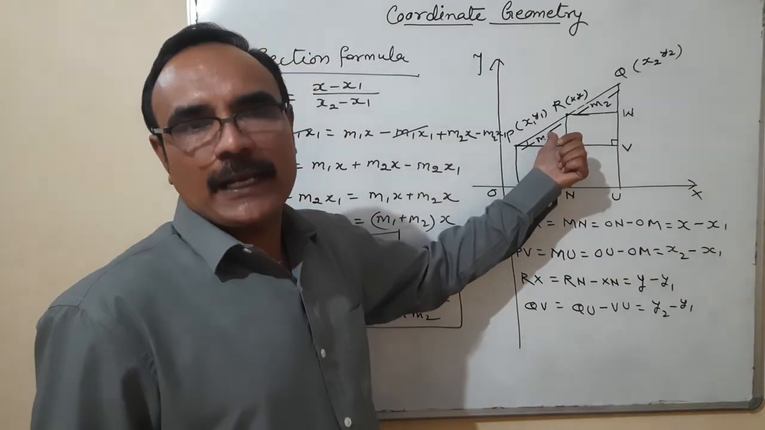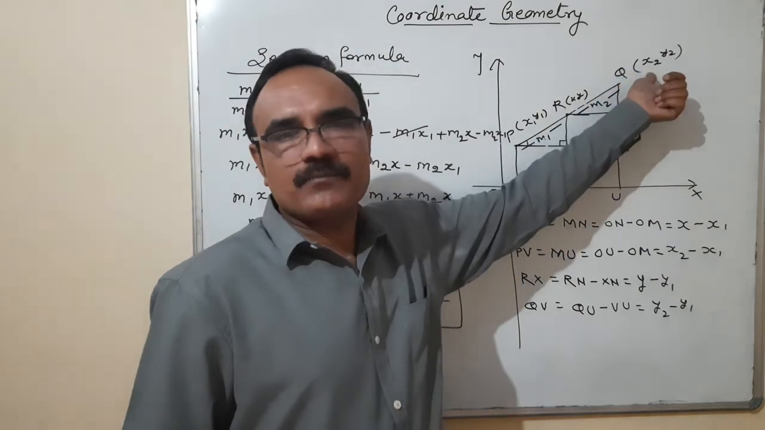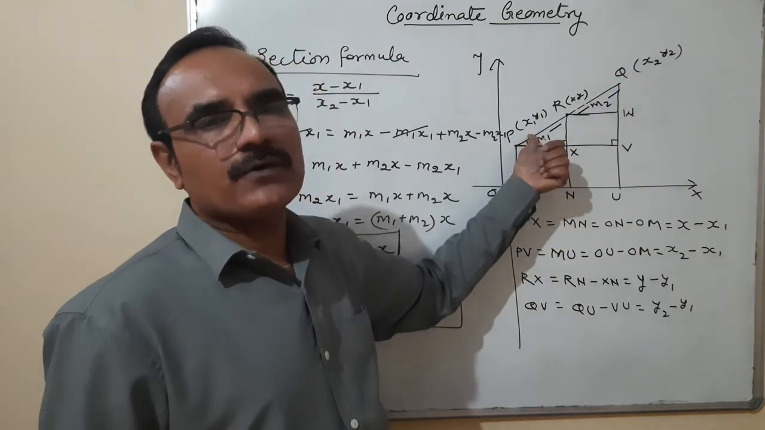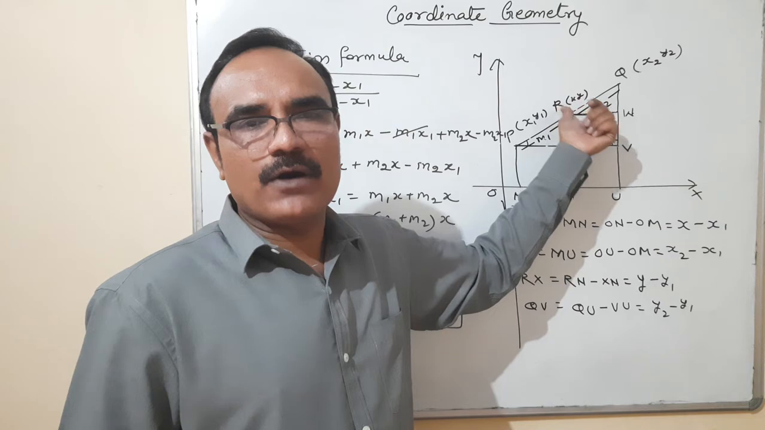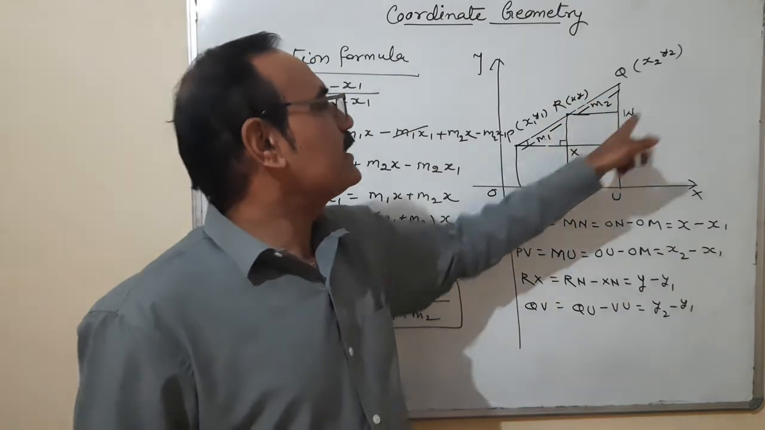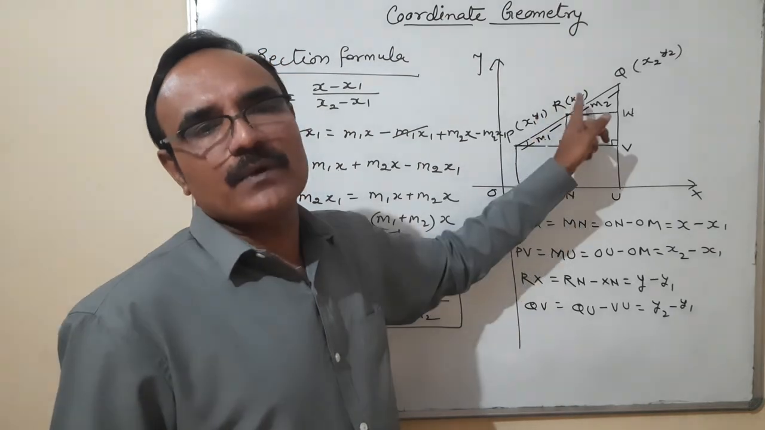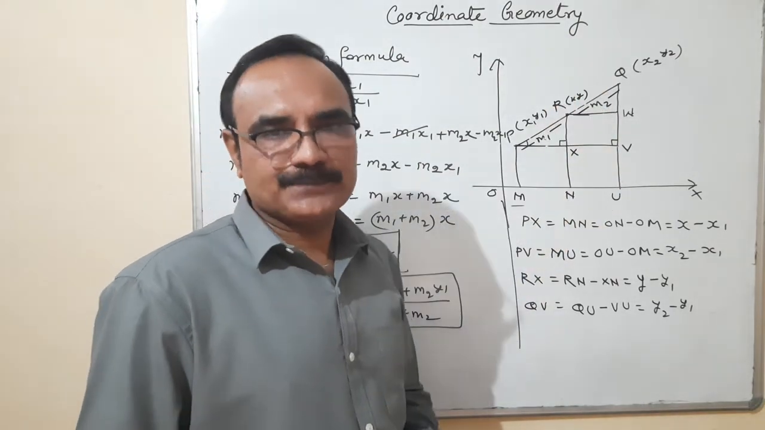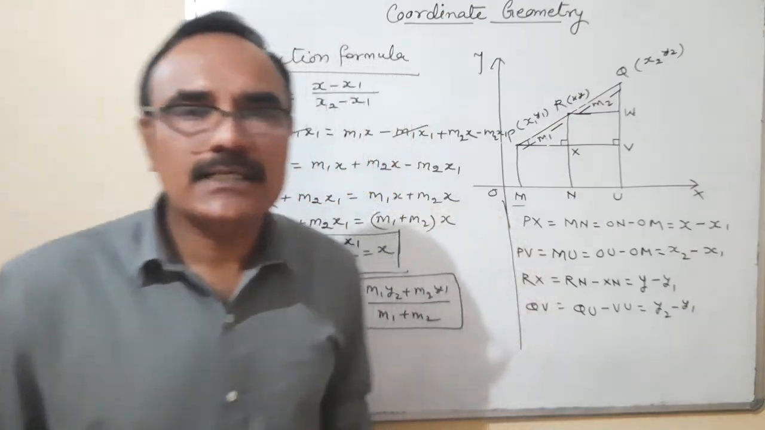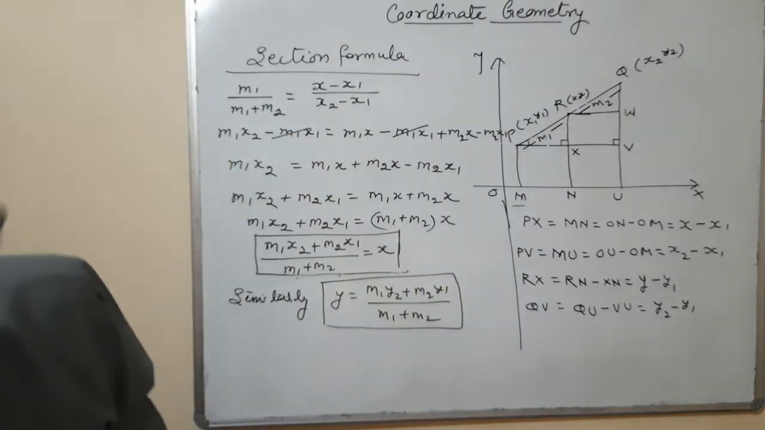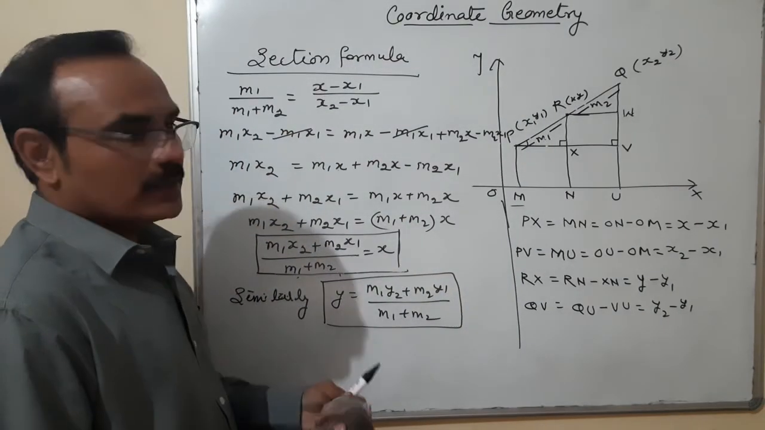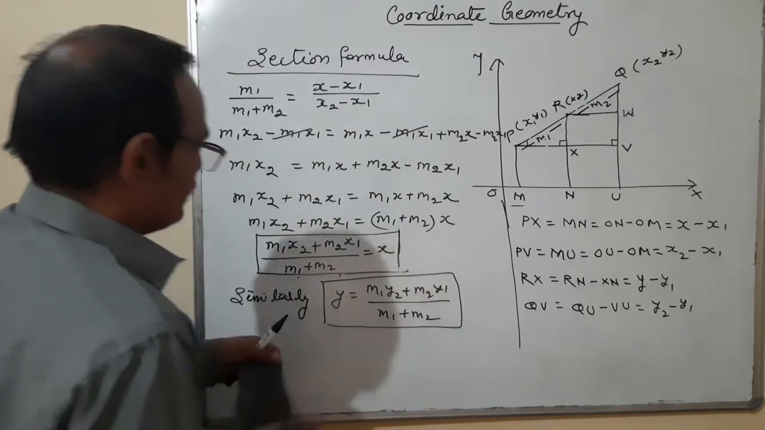The first ratio is multiplied by the first term plus the second ratio multiplied by the first term upon m1 plus m2. That is the value of x. The first ratio multiplied by the second term plus the second ratio multiplied by the second term upon m1 plus m2. That is the value of y. Okay, so that is called the section formula. In this section formula, one corollary is also there, that means one extended part. Let us discuss that.